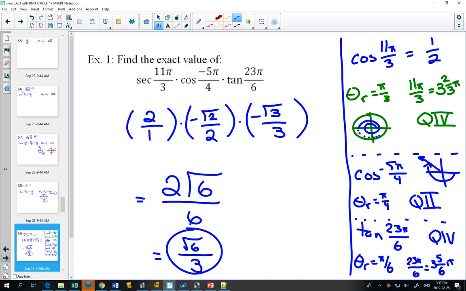This is a very typical exam question because it practices, do you know how to deal with angles that are bigger than 360 or 2 pi? Do you know your unit circle? And then can you do a little bit of algebra or arithmetic afterwards to multiply together?